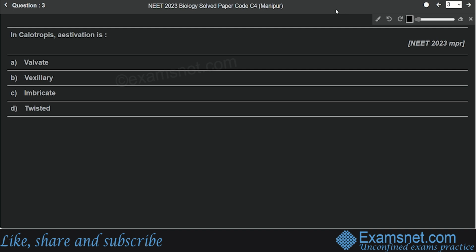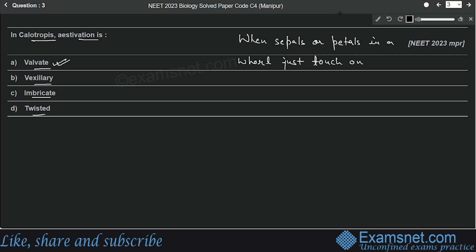Question number 3 is from the chapter Morphology of Flowering Plants, and the question is, in Calotropis, aestivation is. Options are valvate, vexillary, imbricate and twisted. The correct answer is option A, that is valvate aestivation. What is valvate aestivation? It is a type of aestivation when sepals or petals in a whorl just touch one another at the margin, and there is no overlapping in this case.